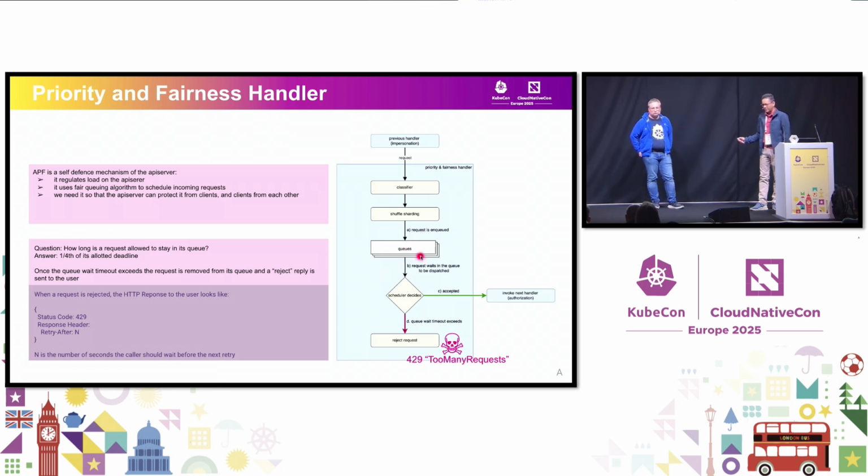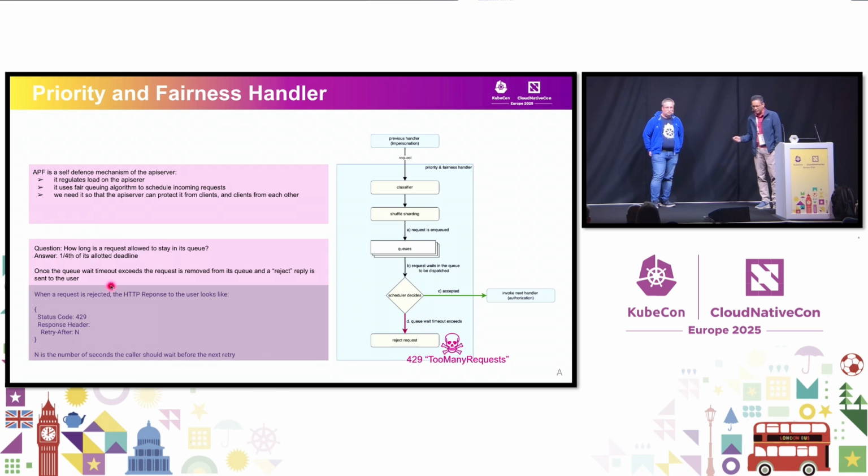We have a scheduler in priority and fairness that asynchronously decides on the request. If the decision is accept, the rest of the handler chain gets executed. Otherwise, the request waits in the queue. So the question is, how long do we allow the request to stay in the queue? The answer today is 1/4 of its allotted deadline. Once the deadline is exceeded, the scheduler will remove the request from the queue, and it will send a reject reply to the user.